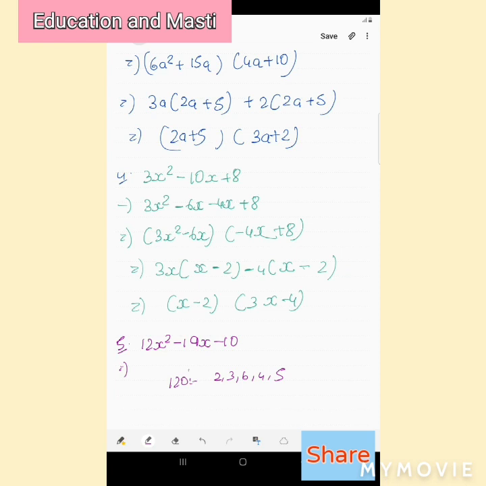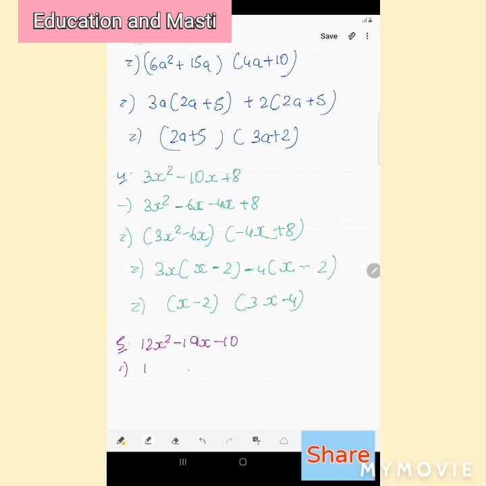But that will show us that here minus 19x and minus 10 is written. So how will we write? We will write here minus 24 plus 5. So definitely we will get minus 19 only as the answer, and then we will multiply, we will get minus 120 only. So therefore this we will write now. And now let's take the next step.